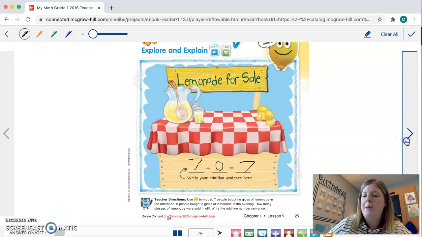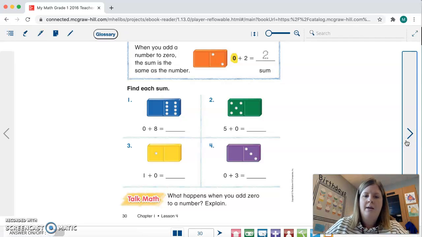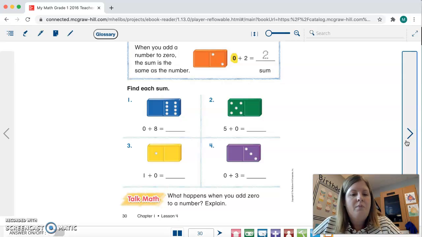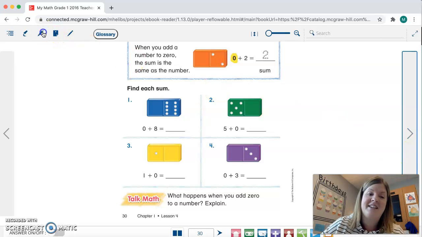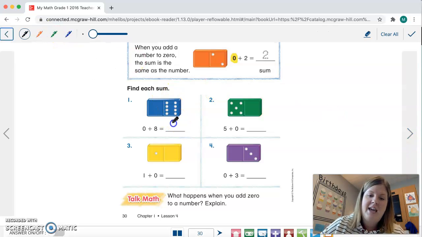All right, go ahead and open up your packet to see and show. All right, we're going to start right here with a blue domino at number 1. Okay, it says 0 plus 8. Okay, so if I have 0 and I'm adding 8, how many do I have? I still only have 8. Go ahead and write an 8 on that line.